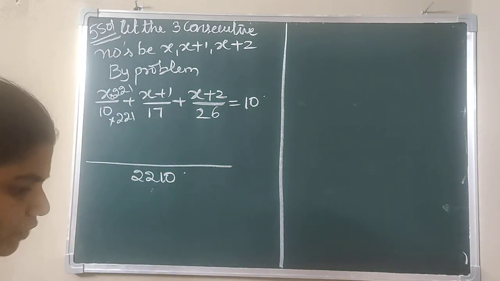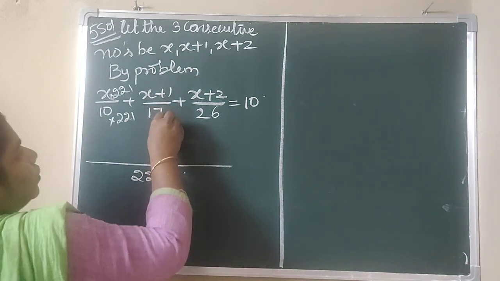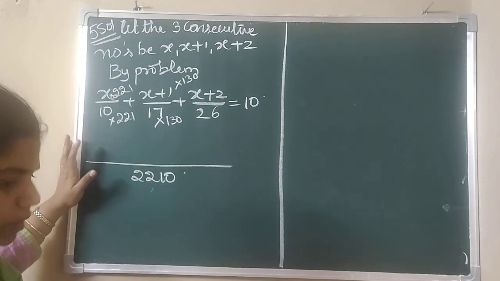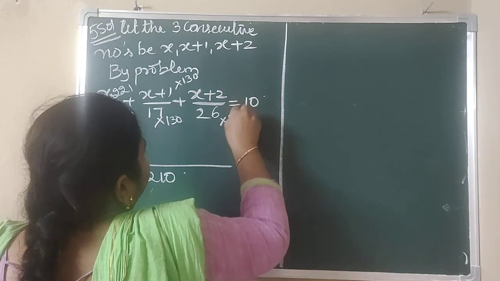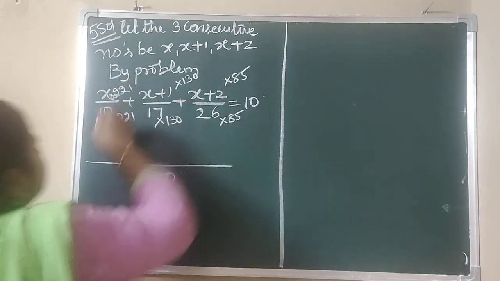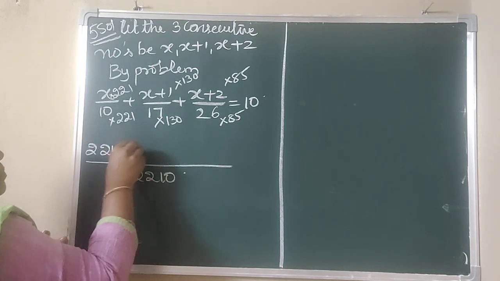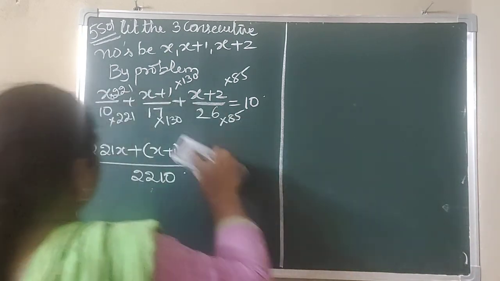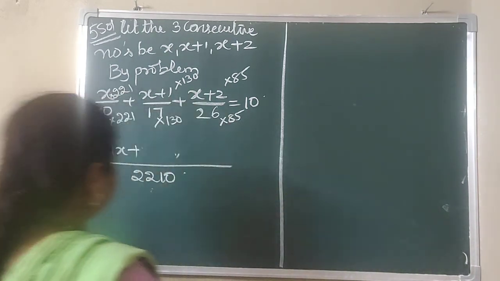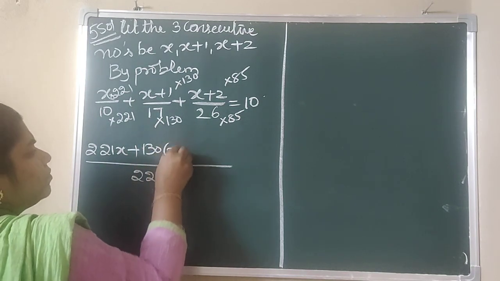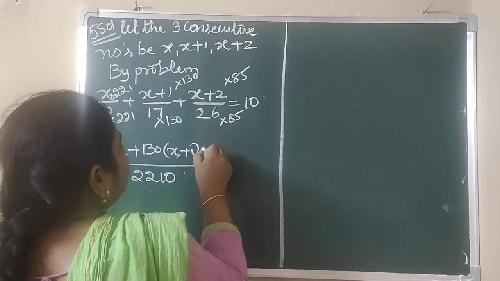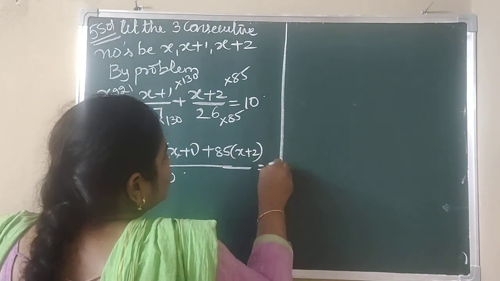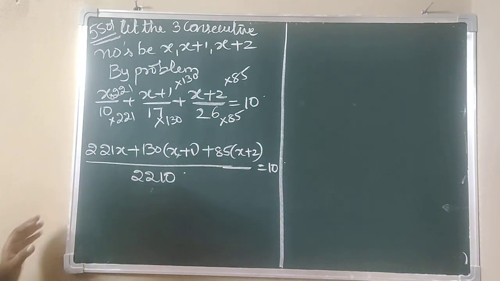For 17, how much do we have to multiply? That is 130. So into 130, into 130. For 26, how much will you multiply? That is 85. So into 85, into 85. So it will be 221x plus 130 into x plus 1, plus 85 into x plus 2, will be equal to 10. Now multiply each and every term.